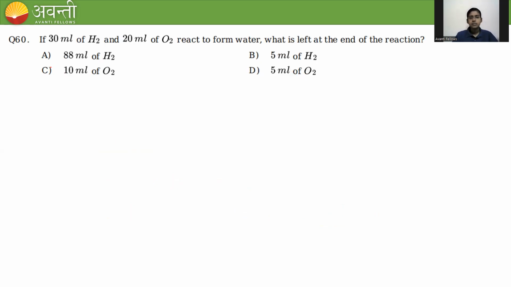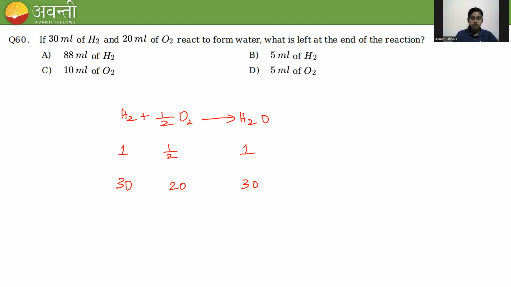Then coming to question number 60. If 30 ml of hydrogen and 20 ml of oxygen react to form water, what is left at the end of the reaction? So let me write the equation first. H2 reacts with half mole of O2 to produce 1 mole of H2O. Here, the number of moles of hydrogen is 1, oxygen is half, and water is 1. And here 30 ml of hydrogen is reacting with 20 ml of oxygen to produce 30 ml of water.